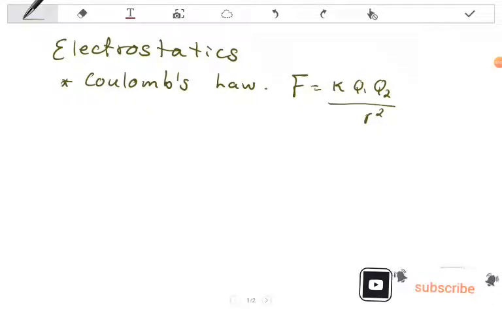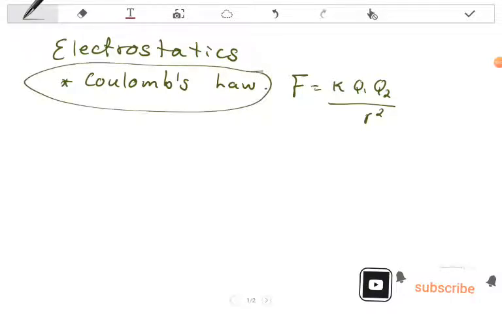Hi guys, in this video we're doing electrostatics again. I assume that you already know Coulomb's law. I mean, you know the law, not how to solve all the problems. You know how to state the law, so you know this formula: F equals k Q1 Q2 divided by r squared.